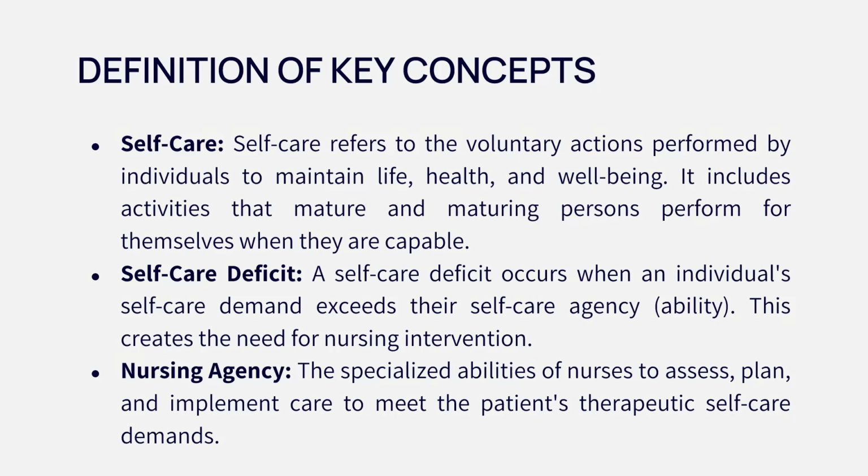Second is partially dependent. In partial dependence, what happens? The patient requires some help from the nurse. In some activities the patient can do on his own, but some self-care activities require assistance or help. That kind of help is partial help. And the third one is where the patient is able to take self-care, but education is required.